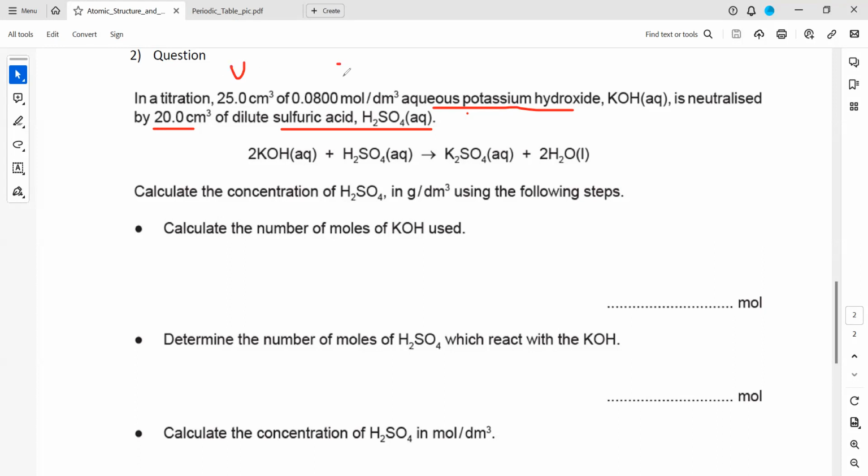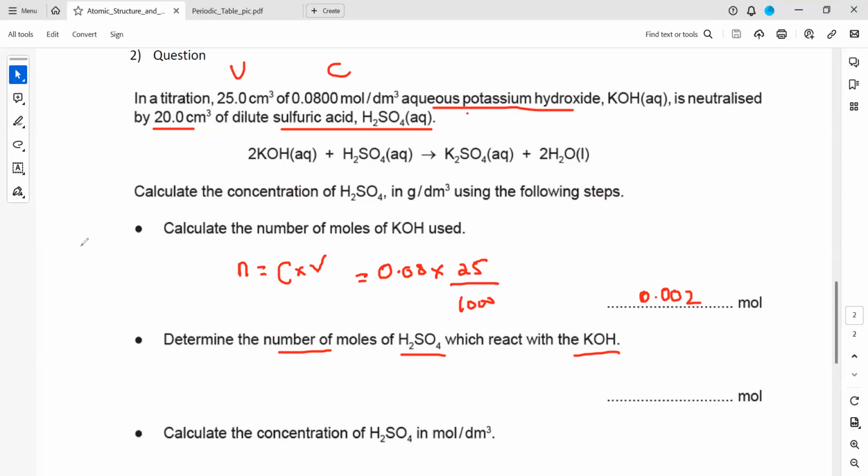Because we have the volume and the concentration, we can work out the moles: moles equals concentration times volume. The concentration is 0.08 and the volume is 25. You divide it by 1000 because volume should be in dm cube. So 0.08 times 25. What's the answer for this? 0.002. Okay, so the answer here is 0.002.